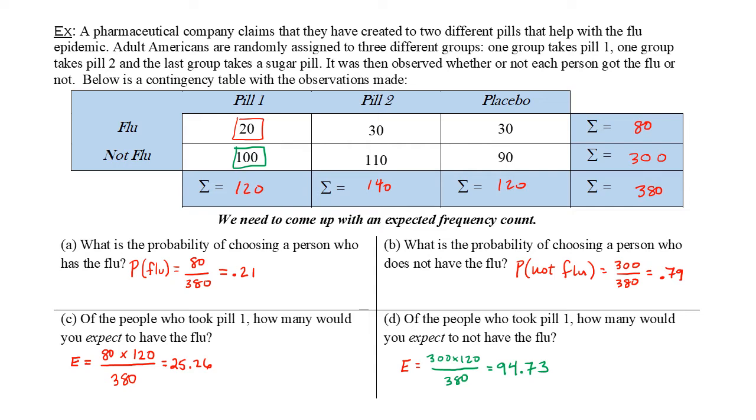Okay. And comparing them, the expected value for this one was 94.73. The expected value for this one was 25.26. But it appears that here the number of people that got the flu was actually less than what we expected. So maybe that tells us that the pill really is somewhat effective.